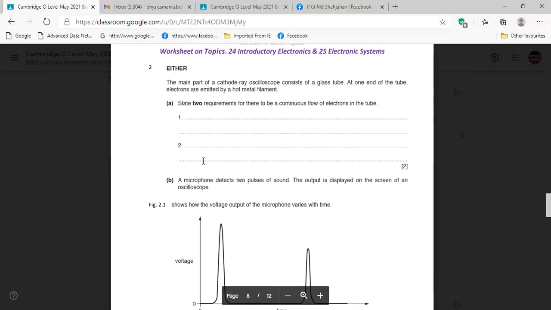The main part of a cathode ray oscilloscope consists of a glass tube. At one end of the glass tube, electrons are emitted by hot metal filament. State 2 requirements for there to be a continuous flow of electrons in the tube.